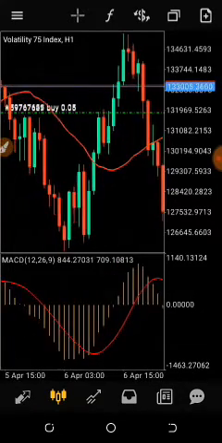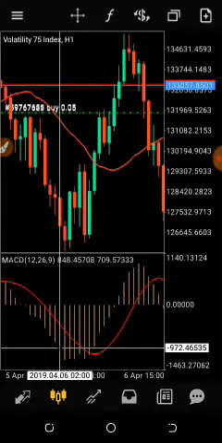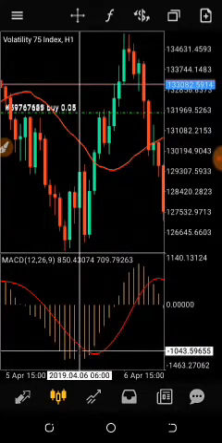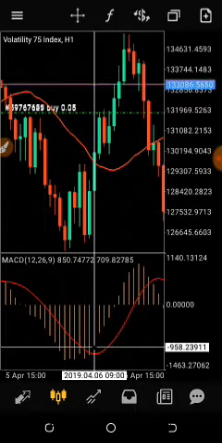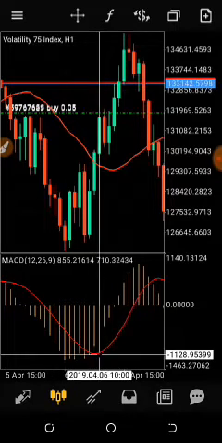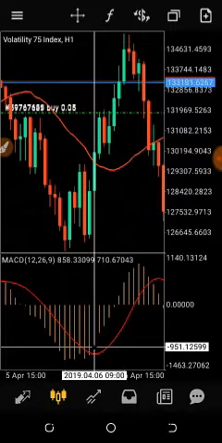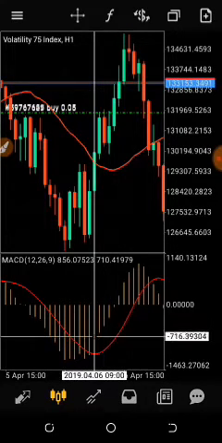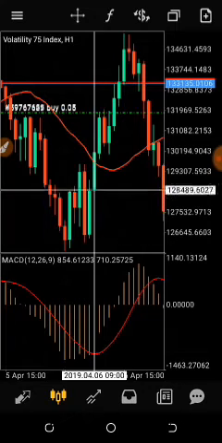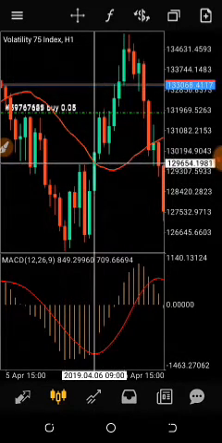This is a very good example. As we can see, the histogram was below the 0 MACD line all this way, but at this point the histogram starts to rise above the signal line, so we could take a buy trade from this point and follow it all the way down to this point. If we had respected this, we would have taken a buy trade even before it crossed the 20 moving average.